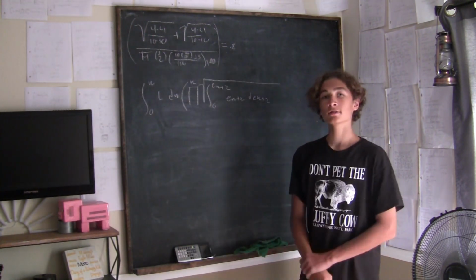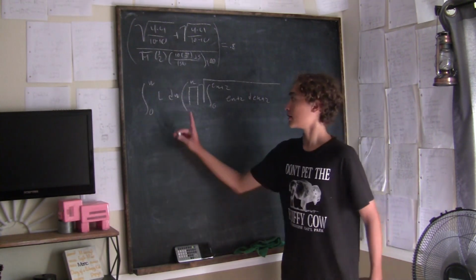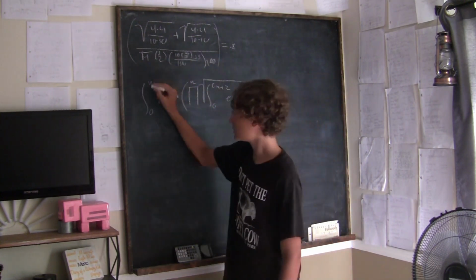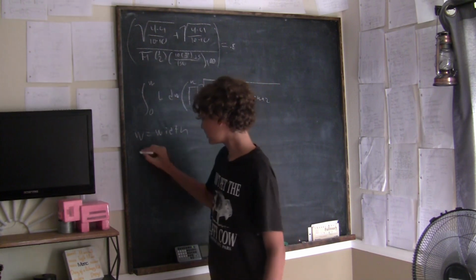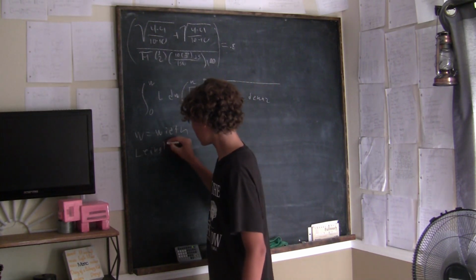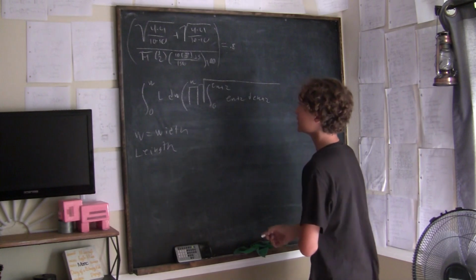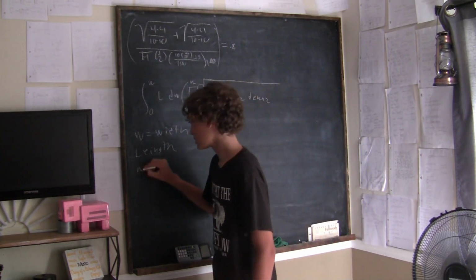Alright, here's the formula to find a tesseract's nth dimensional side. First, this W right here is equal to width. L is equal to length. Probably misspelled that, whatever. And then n represents the number of dimensions.